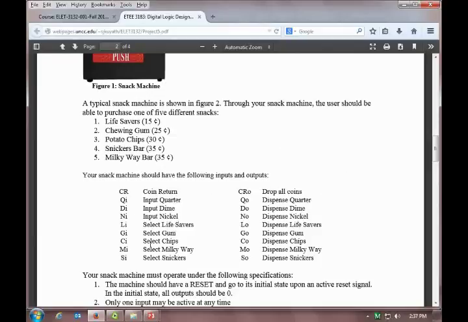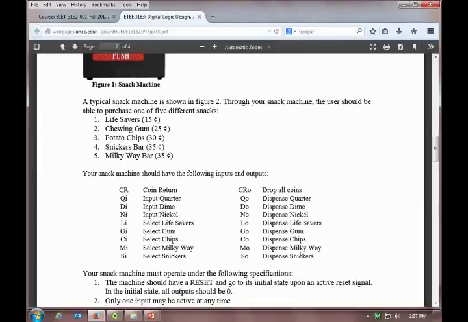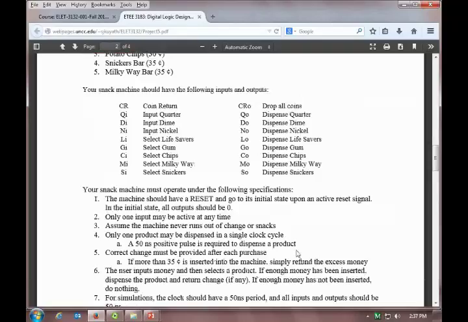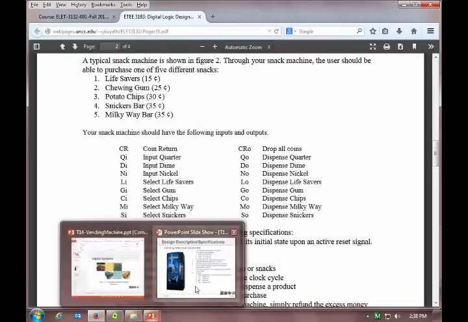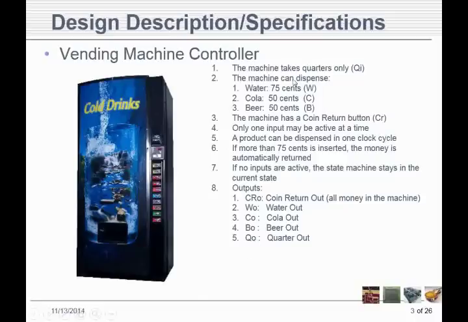If you buy something that's gum, and gum is 25 cents, and you put 35 cents in the machine, then you've got to figure out what the change is and give that back. Okay. I still think this is the easier one to do. In this machine, we can get water for 75 cents, cola for 50 cents, and a good cheap beer for 50 cents.